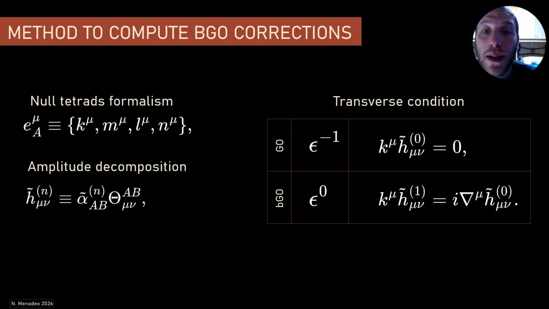The short-wave expansion ansatz can be also plugged into the transverse condition, as we can see on the right-hand side of this slide. At the leading order, epsilon to the minus 1, we recover transversality between the wave vector and the metric amplitude, but at the next to leading order, epsilon 0, we can find that such condition is not holding anymore, and this feature has an immediate consequence for the polarization content, as we can see now.